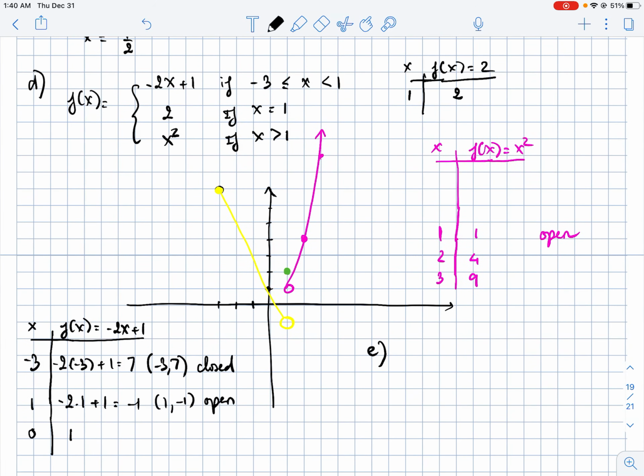The last part E, we want to find the range. We look at the graph to find the range. You look at the maximum and minimum points for y, so you can see that the lowest y is negative 1 right here, and it goes up until infinity. So from negative 1 to positive infinity. And at negative 1, because it's an open circle right here, we use the open parenthesis.